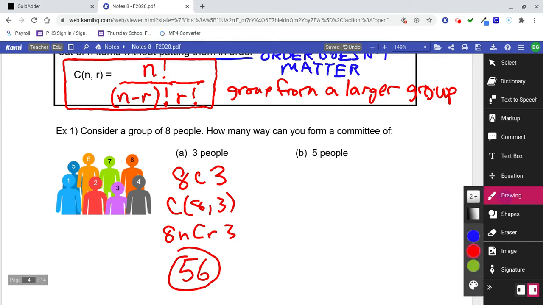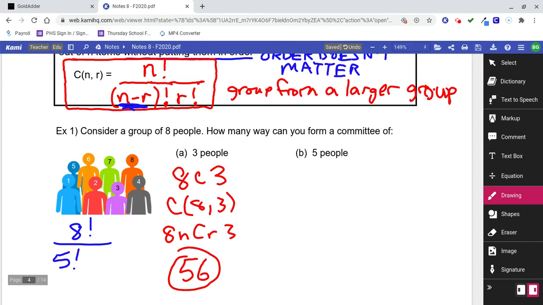If you wanted to use the formula, it would look like this. It'd be 8 factorial over N minus R in the formula. 8 minus 3 is 5. And then 3 factorial. Okay, that would be your formula. How about a committee of 5 people out of the 8? And that's just going to be 8C5.